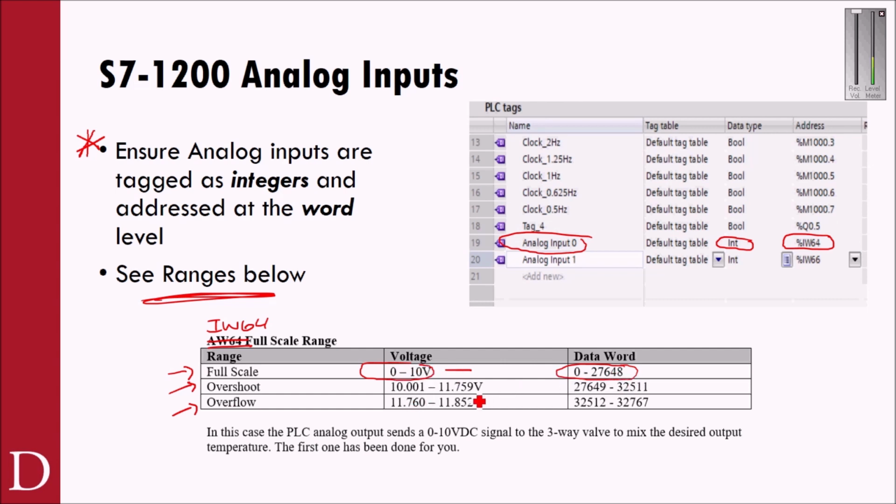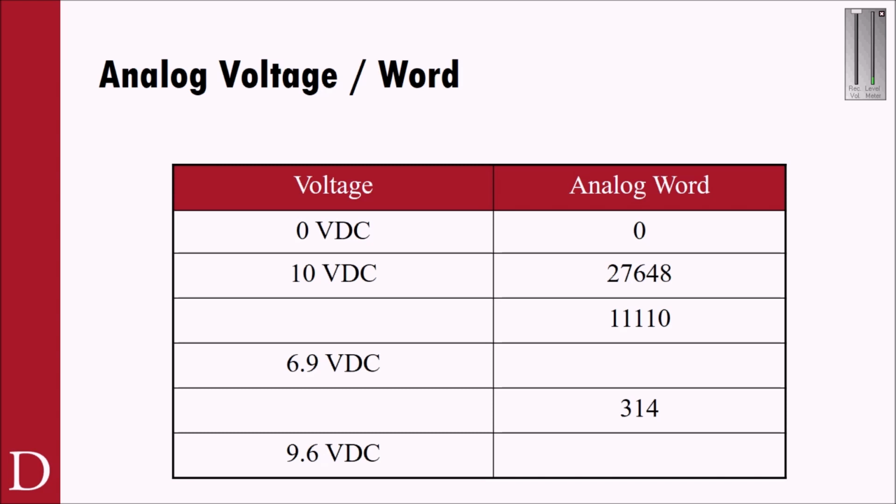And if it goes over that value, we call that overshoot, but we'll scale that as well. And if we go over that value, it's called overflow, and we're going to scale that value as well. So we're going to try to stay within this 0 to 27,648. But we also know that if it goes over that a little bit, we're not going to flip around to a negative number, or get an error or anything like that. So it's not nearly as bad as it potentially could be.